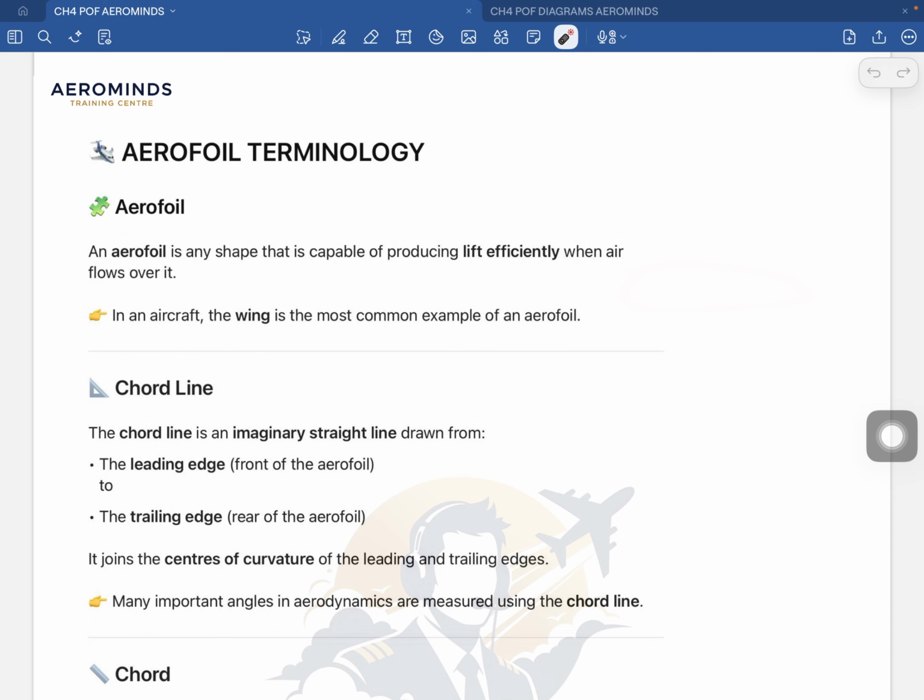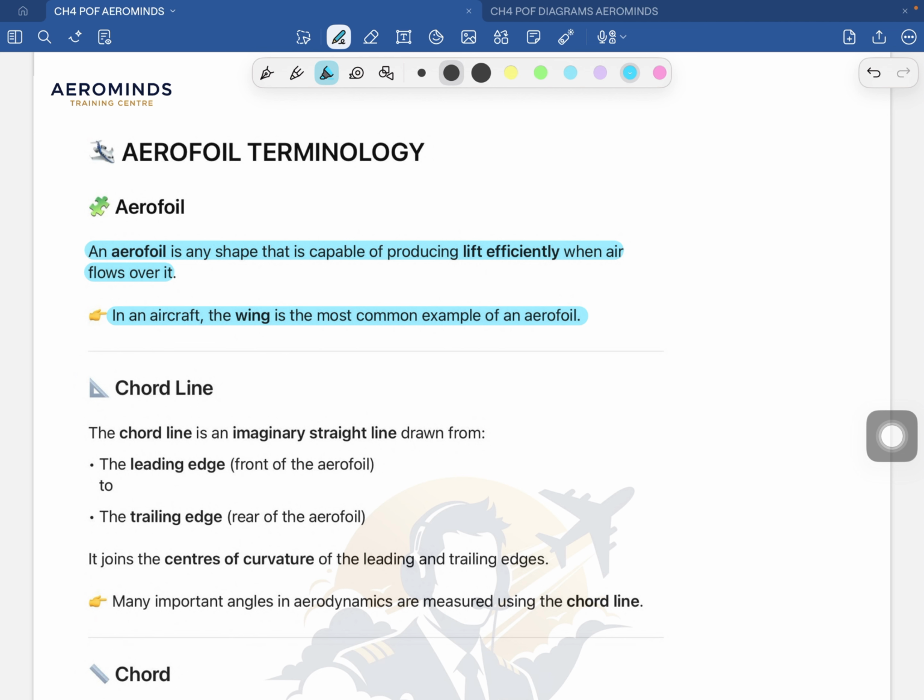Okay, now this is why we are understanding the aerofoil terminologies, because they are extremely important for our exam and also for our real flying. So we'll start marking, and I'm going to show the diagrams as well along with the paragraphs. So, first is, what is an aerofoil? Aerofoil is any shape that is capable of producing lift efficiently when the air flows over it. And in an aircraft, the wing is the most common example of an aerofoil.